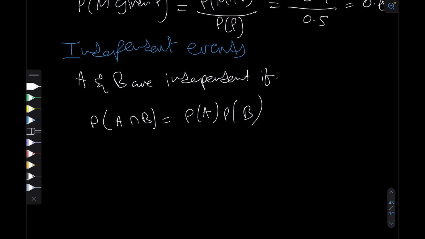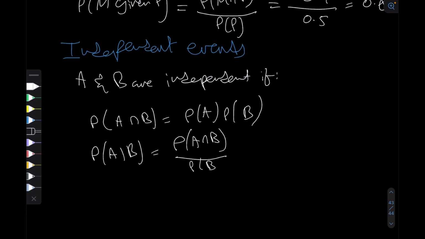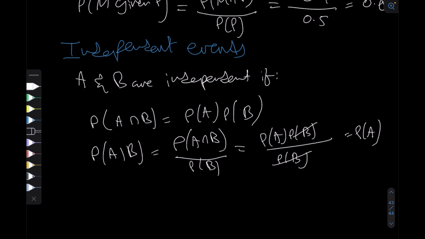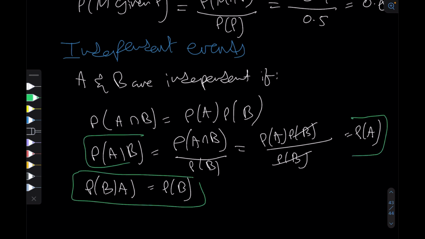And if this is true, we can come up with two more things. The probability of A given B is A intersection B over the probability of B, but if they are independent, then this is the case, and we can cancel out these two, and this turns out to be the probability of A. Similarly, the probability of B given A would be the probability of B. So when you look at these two, you will see that independence really means that the occurrence of one event, so if we are given that B has occurred, and the probability still remains the same as the probability of A, then the events are independent, right?